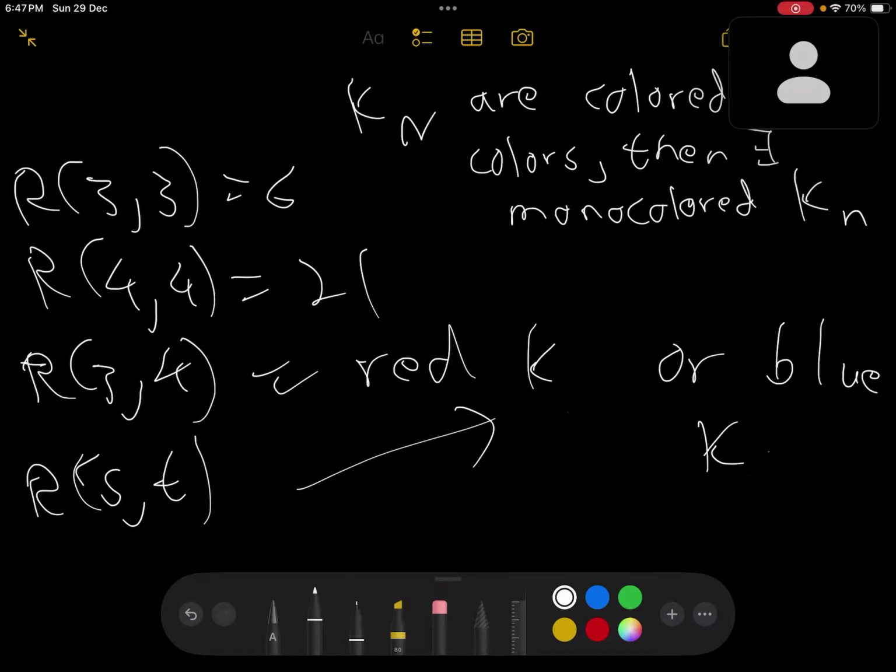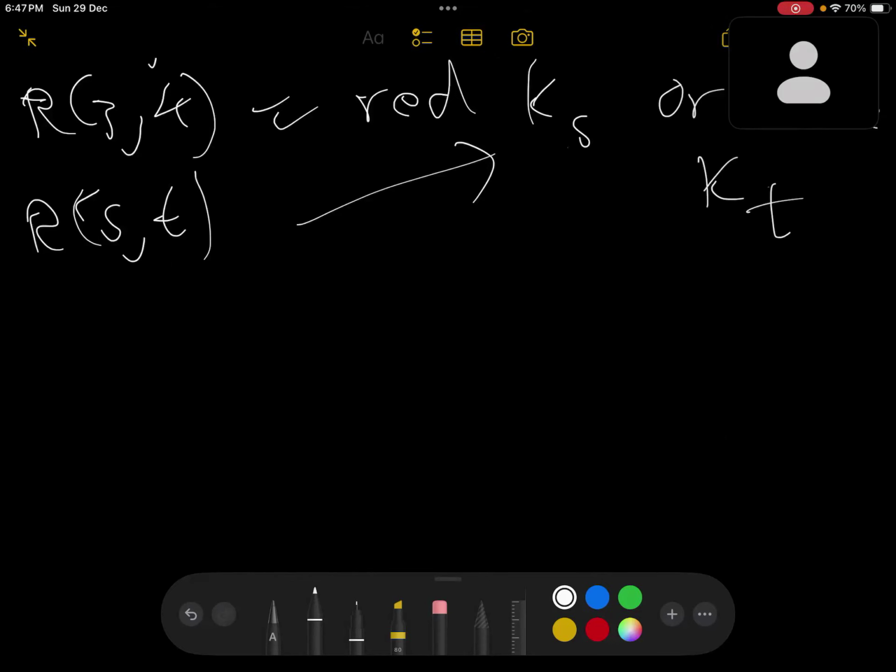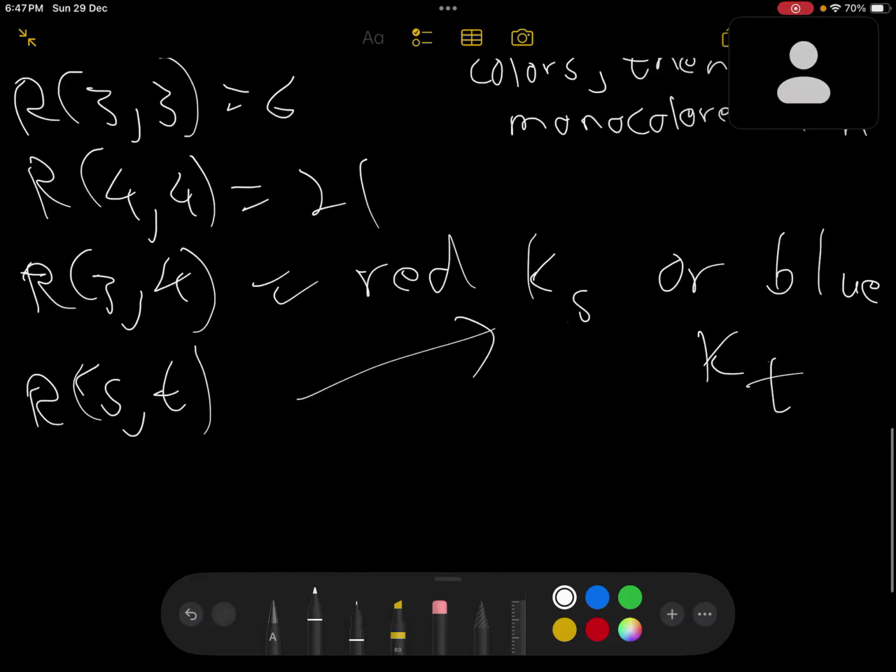If the two colors are red and blue, it's a red K_s or a blue K_t. So either the graph contains a red K_s or a blue K_t. First of all, it's not even clear if R(s,t) exists. What if there are arbitrarily large graphs without a red K_s or blue K_t? Similarly, we can't really say that R(n,n) exists, right?